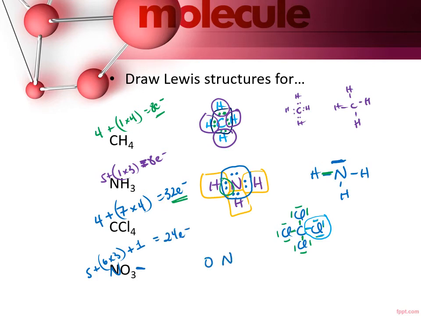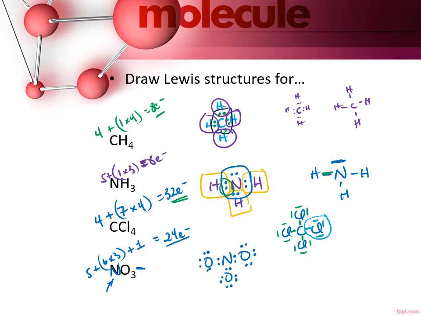Nitrogen in the middle, oxygens all around. I'm putting nitrogen in the middle because there's only 1 nitrogen and multiple oxygens. Also, nitrogen is more to the left in the periodic table, and the more to the left you are, the more likely you are to be in the middle instead of the outside of a molecule. So I'm going to start putting my shared pairs of electrons. I have 2, I have 4, I have 6, and 8, 10, 12, 14, 16, 18, 20, 22, 24.